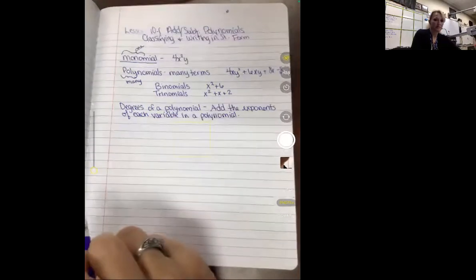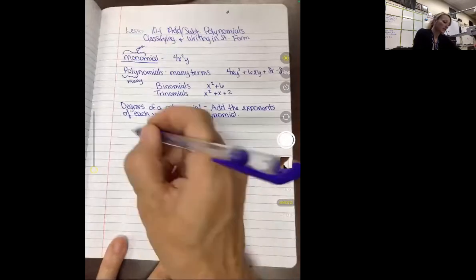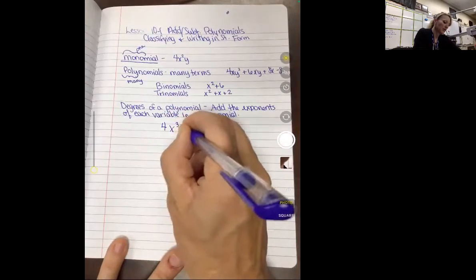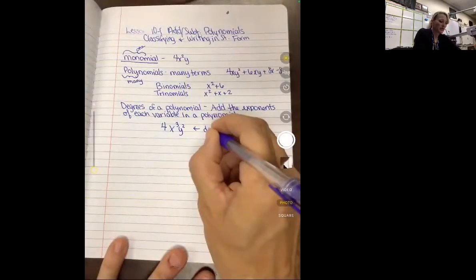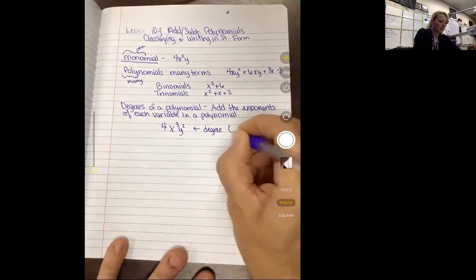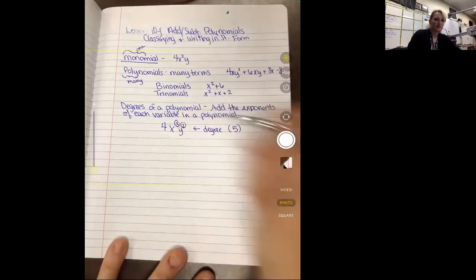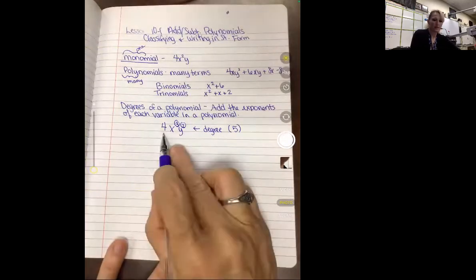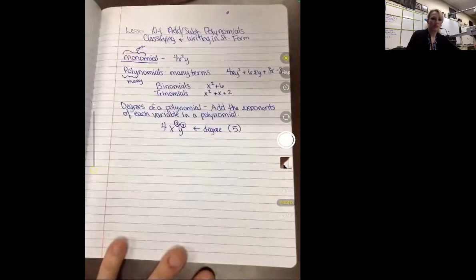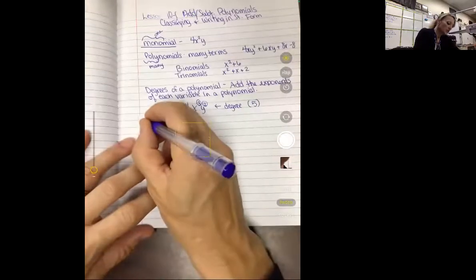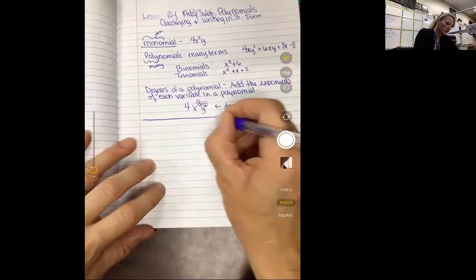These have names. If we add the exponents, so if we had 4x to the third y squared, that would have a degree of 5 because we are adding the exponents on the variables. Now, I don't care about the coefficient and the exponent on the coefficient. That part doesn't matter. What does matter is just the exponents on the variables themselves. Some of these have special names, and we're going to talk about them.